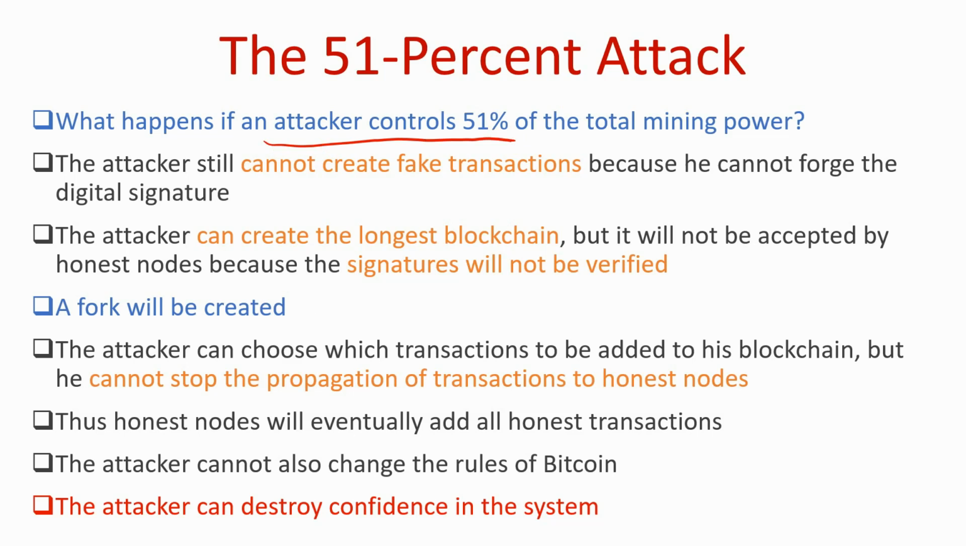Now, can an attacker generate a fake transaction? The answer is no, because to generate a fake transaction, they will need the private key of someone. Obviously, they can generate a fake transaction and just add it to their own blockchain. But the honest nodes will detect that this is a fake transaction and will reject it. So the attacker will not be able to convince the 49% that this is a valid transaction, and they will ignore it.